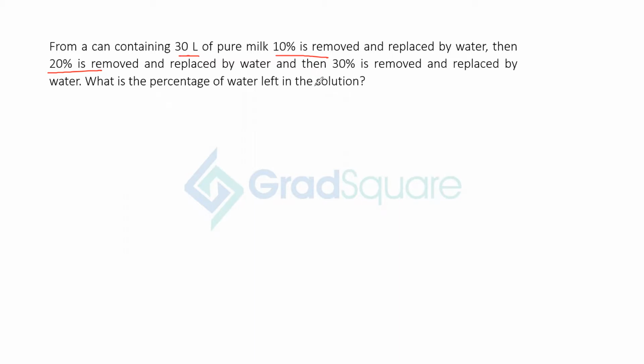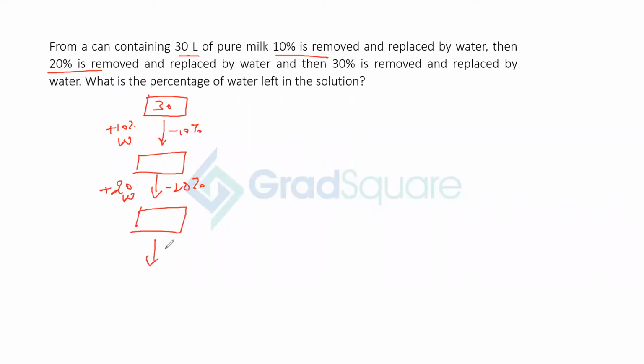You are saying that it has got 30 liters of pure milk available. Now from this 30 liters, what am I doing? I'm removing 10% and adding 10% of water. This is percentage removal. Post this, I'm again removing 20% and then adding 20% of water to this. Same way, again I'm removing 30% and adding 30% of water to this. Finally, in this, what is the percentage of water left in the solution?